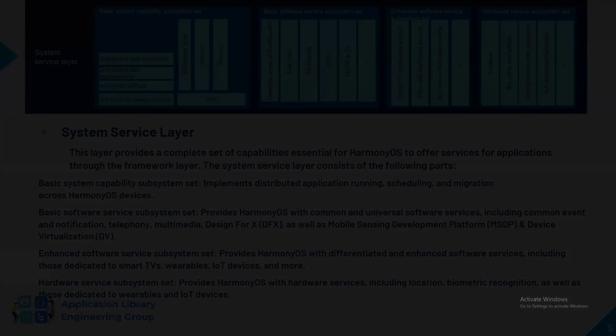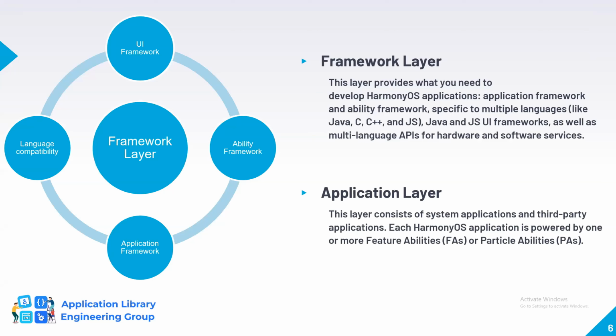The next important one, and the most interesting one for our topics, is the framework and application layer. Here in the framework layer, we have multi-language support. We have Java, C, C++, and JS components in the framework, but we have a Java and JS UI framework, which helps us develop applications in both Java and JavaScript. That is one of the key features of HarmonyOS, where we can develop applications in two different UI frameworks and still achieve similar functionalities.